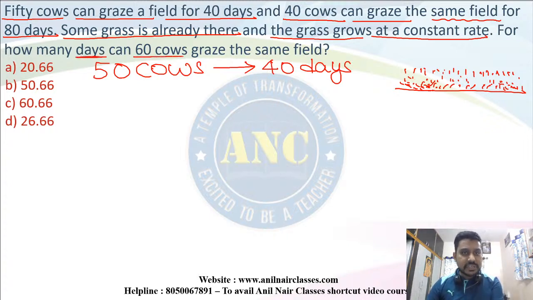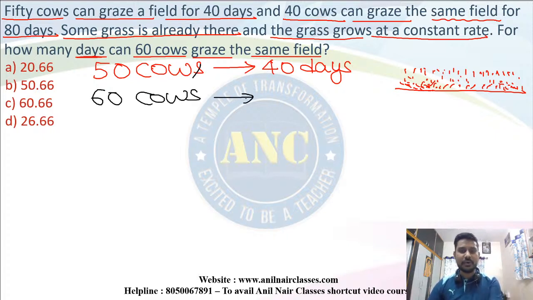For how many days can 60 cows graze the same field? Now, logically thinking, if you are a little smart, 50 cows will take 40 days to graze the field, right? Now, the question is asking how many days will 60 cows take. How many days will 60 cows take is the question.